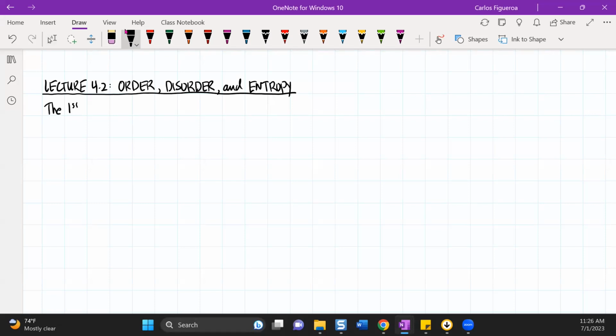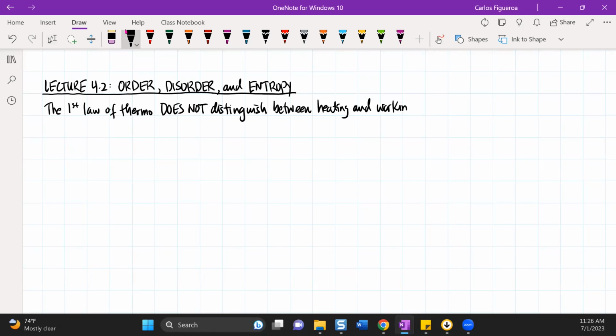The first law of thermo does not distinguish between heating and working. They are on the same footing, or changing internal energy. And that's what Joule taught us.